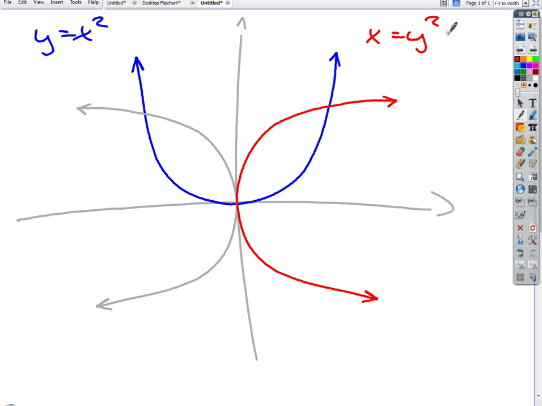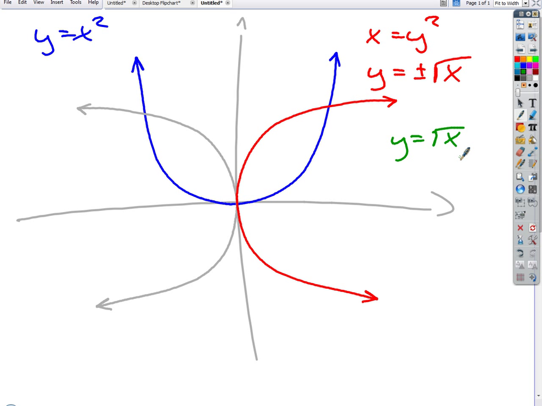So, if I solve this like we did for y, we got two answers. We got y equals plus or minus the square root of x. Well, what do you suppose it looks like if I graph y equals positive the square root of x?